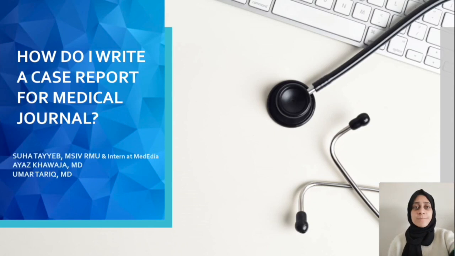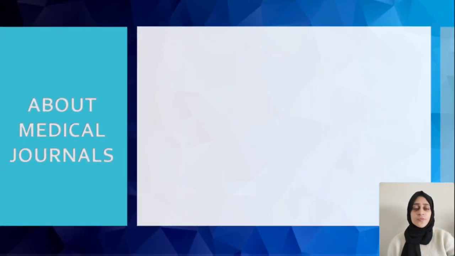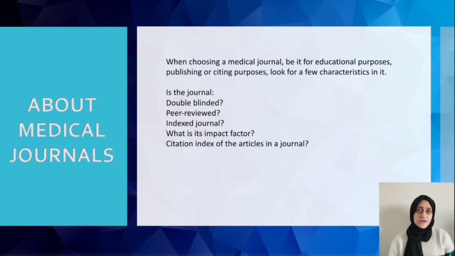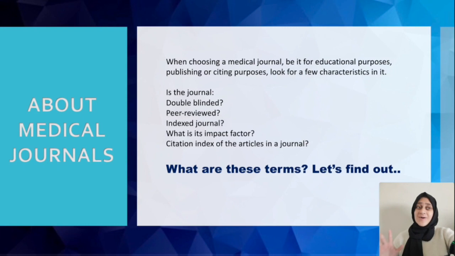So before we begin what a case report is, we need to know a little bit about medical journals. Why so? We need to make sure the medical journals that we're looking into are reliable, are in good standing. So this journal that we're interested in, is it double-blinded, is it peer-reviewed, is it indexed, what is its impact factor, citation index. We'll talk about all these terms right now.